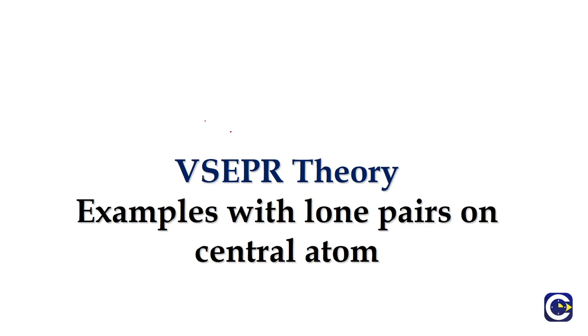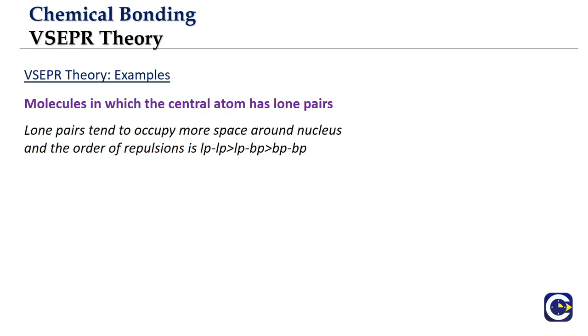Now we already covered the VSEPR theory postulates in one video, and also the examples of molecules with no lone pair of electrons on the central atom. Those two videos we already covered separately. Maybe you can take a look at them if you have not done so. And why are we talking specifically about the examples of molecules having a lone pair of electrons on the central atom?